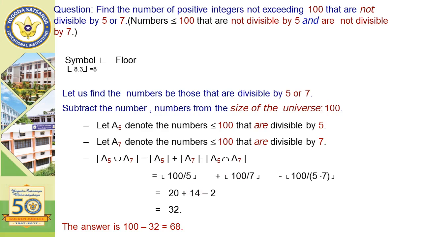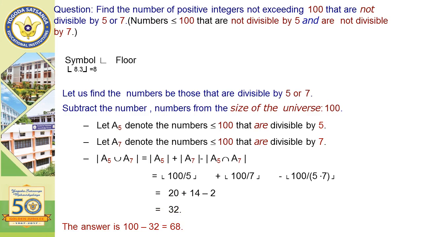Similarly, if I calculate the numbers which are divisible by both A5 and A7, that is 5 into 7, that is 35, then 100 divided by 35 will give the number which is divisible by both 5 and 7. Now, using the addition principle, or inclusion and exclusion principle, cardinality of A5 plus cardinality of A7 minus cardinality of A5 intersection A7.